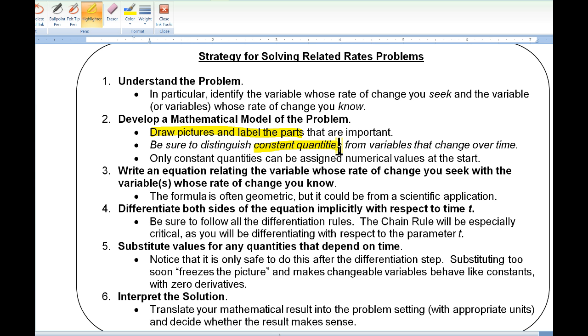For example, we have a problem where there's a ladder sliding, like a ladder that falls. The length of the ladder isn't going to change. So that's a constant value. Write an equation, this is the big one, relating the variables whose rate of change you seek. Then you're going to differentiate and then substitute values.